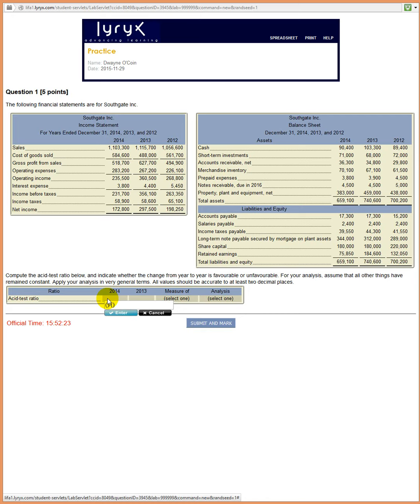So I like to put in my brackets, and of course we're dividing the top by the bottom. So 90,400 is cash, and 71,000 short-term investments, and 36,300, that's the amount of the quick assets, and we're comparing that to the current liabilities, which include the accounts payable plus the salaries payable plus the income taxes payable, in this case 39,550. And then we do it again.